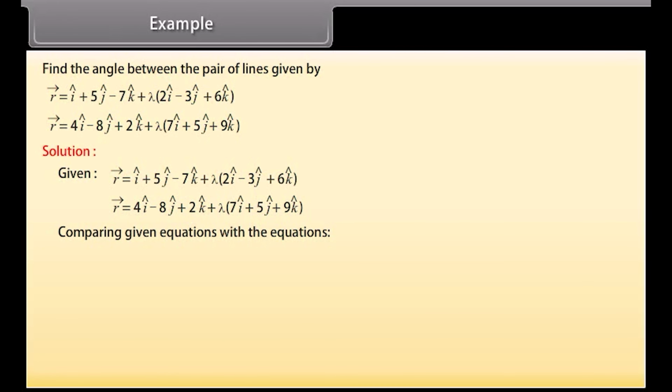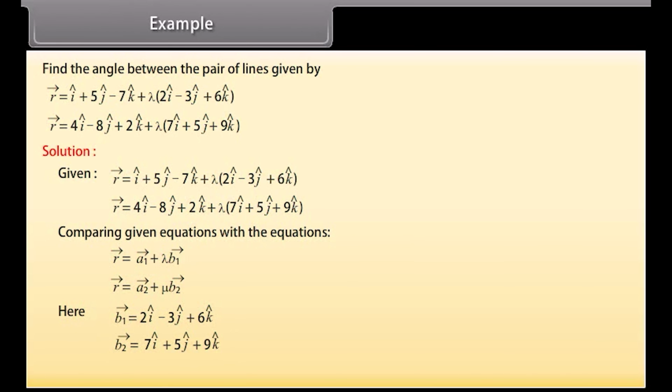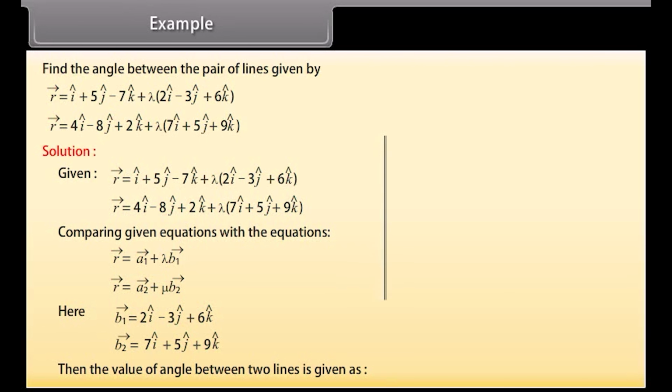Comparing the given equations with vector r equals vector a1 plus lambda vector b1 and vector r equals vector a2 plus mu vector b2, here vector b1 equals 2i minus 3j plus 6k and vector b2 equals 7i plus 5j plus 9k. Then the angle between the two lines is given as cos theta equals modulus of (vector b1 dot vector b2) by (modulus of vector b1 into modulus of vector b2).